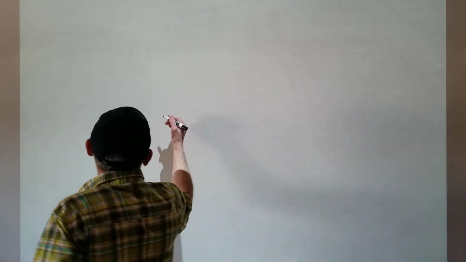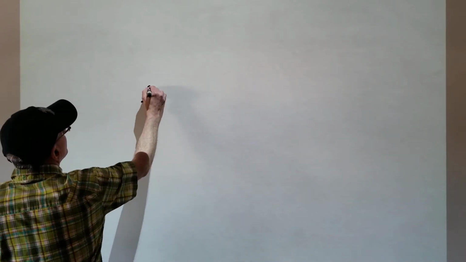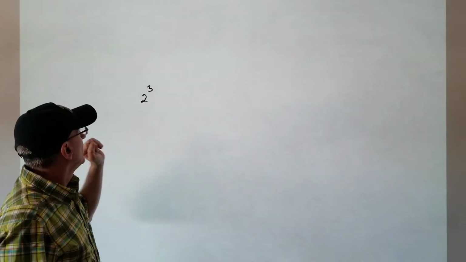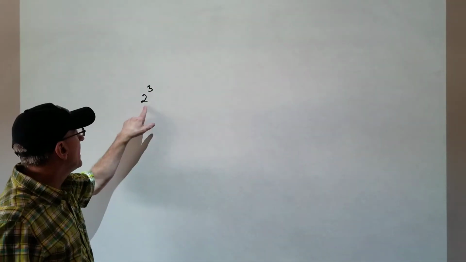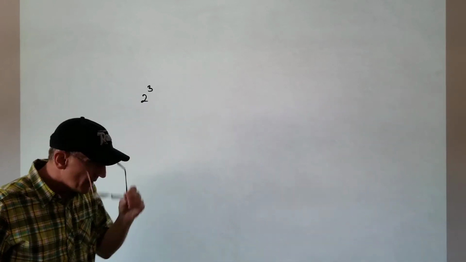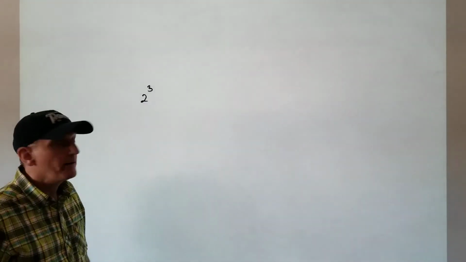So let's get started. First of all, what is a power? A power is a structure like this. The whole thing's considered a power. It's got parts called a base and an exponent. This is the base, this is the exponent. And it is shorthand for repeated multiplication, is all it is.